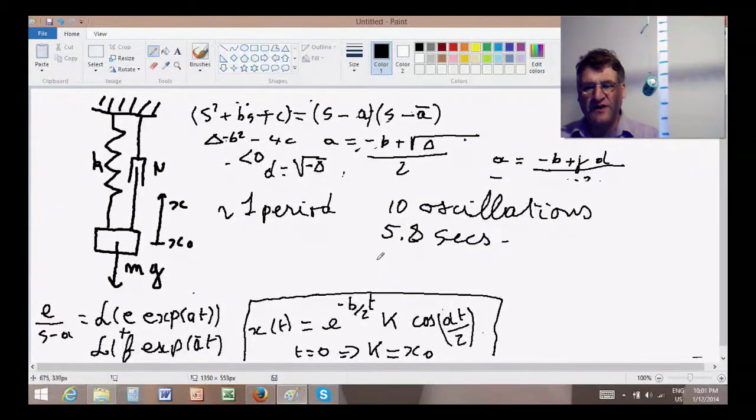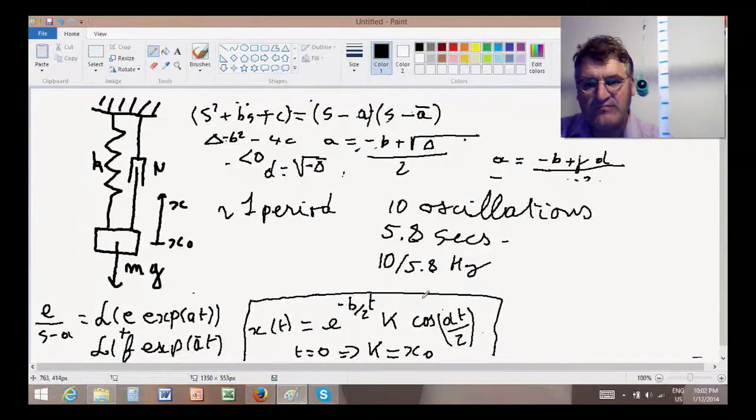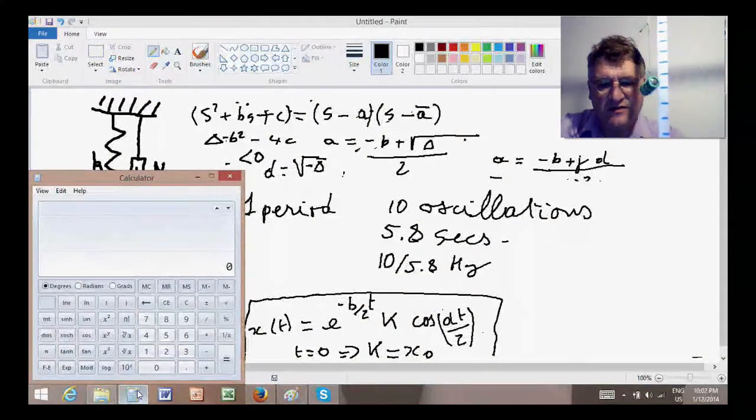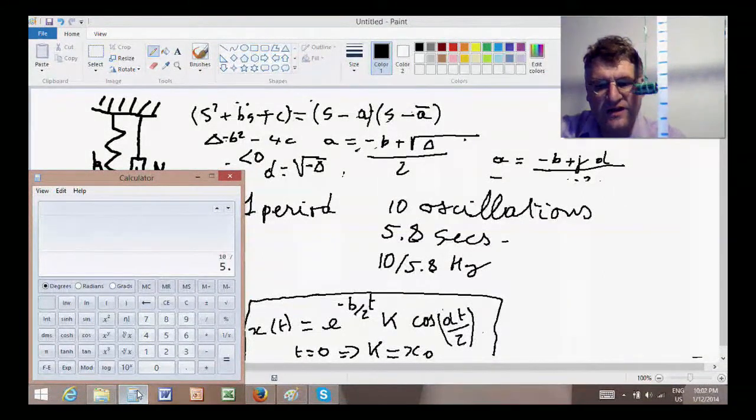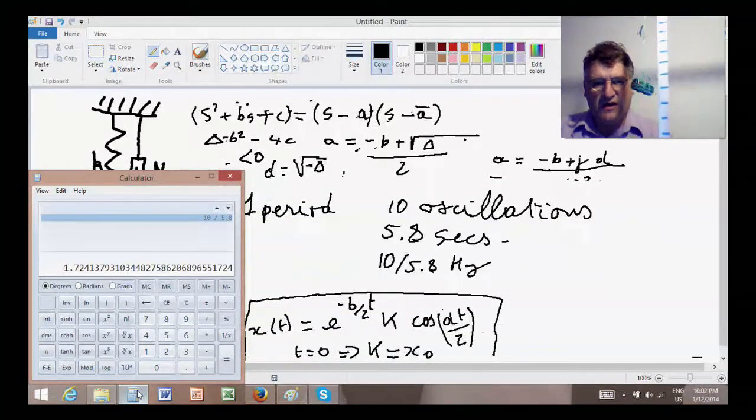So this gives us a frequency of 10 over 5.8 hertz. That is approximately 10 divided by 5.8, which is 1.72 hertz.